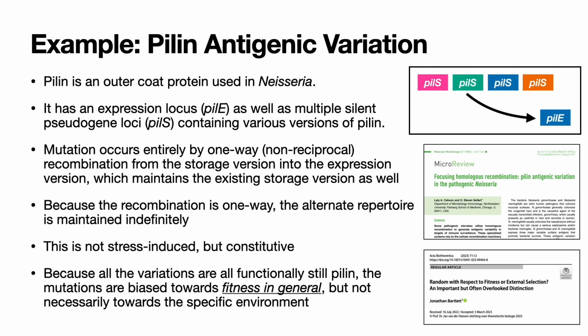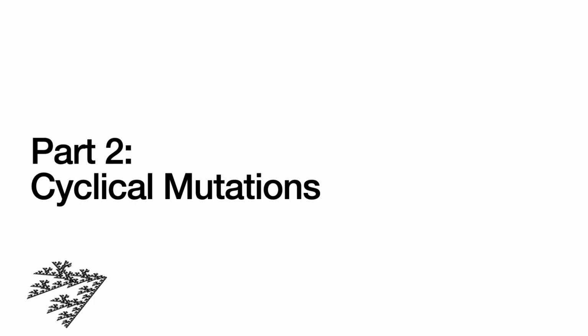But these are all functional pilin genes. This process is not stress-induced, it's constitutive. So it is occurring whether or not there is selection pressure to do so. But because all the variations of this are still pilin, the mutations are biased towards fitness in general, but not necessarily towards the specific environment. They are biased towards the general function of being pilin, even though the mutation is agnostic towards what the outer environment looks like. So now I'm going to take a shift and talk a little bit about cyclical mutations.